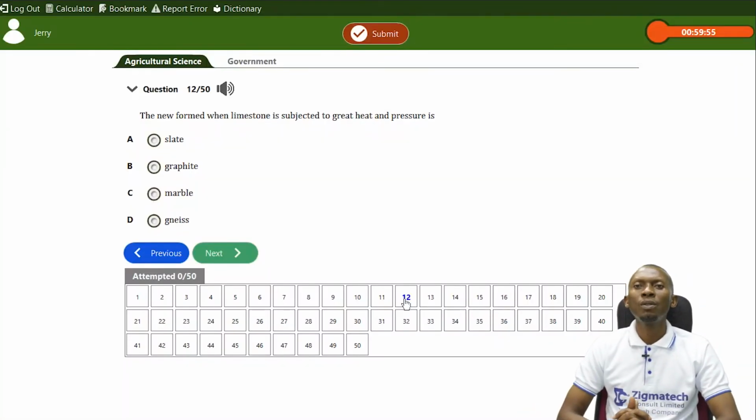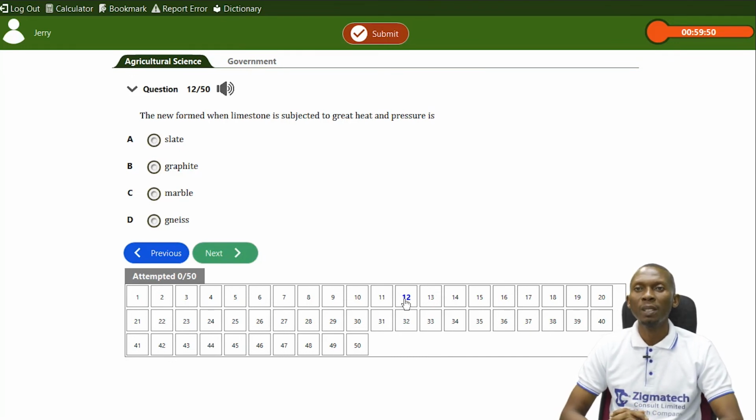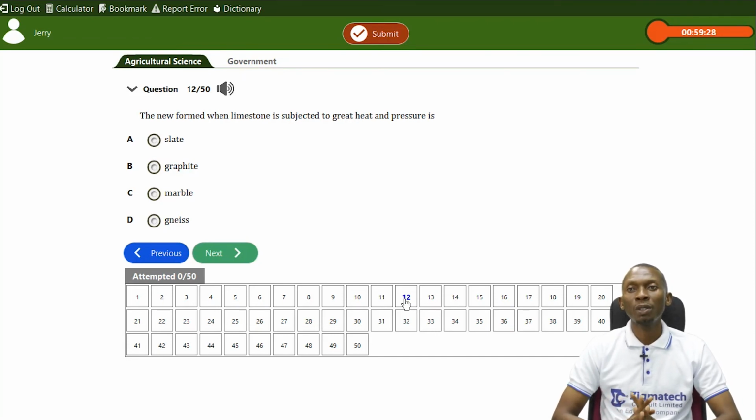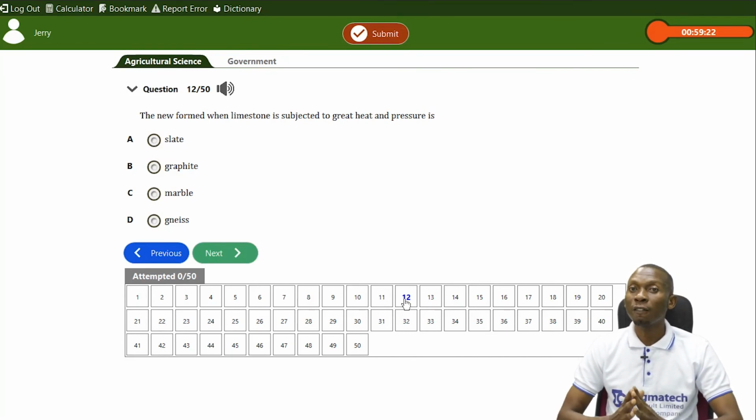This question says, the rock formed when limestone is subjected to great heat and pressure is called A, slate, B, graphite, C, marble, D, gneiss. So the answer here is marble. So when limestone is subjected to great heat and pressure, the rock that is formed, which is now a metamorphic rock, is marble.